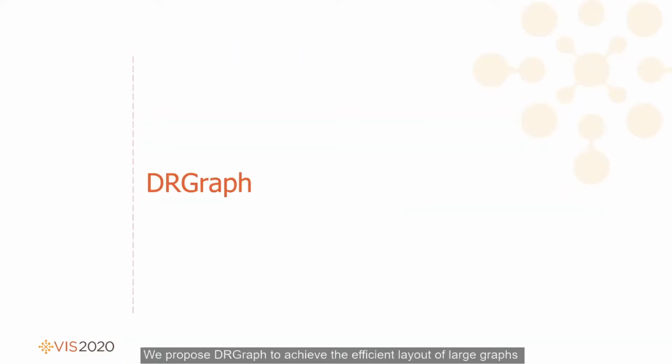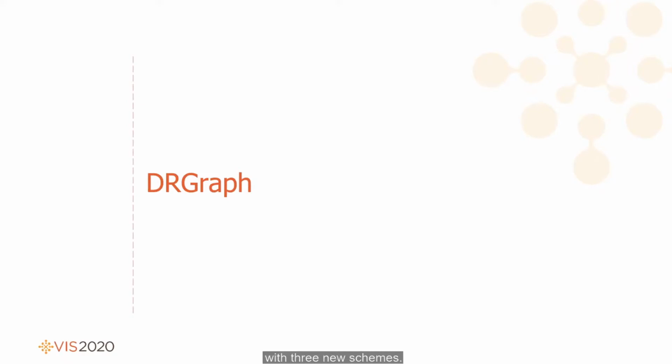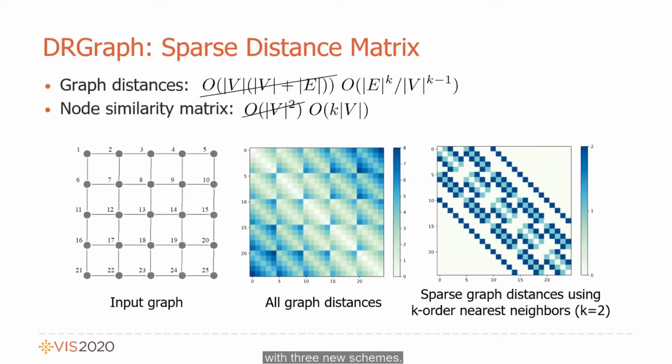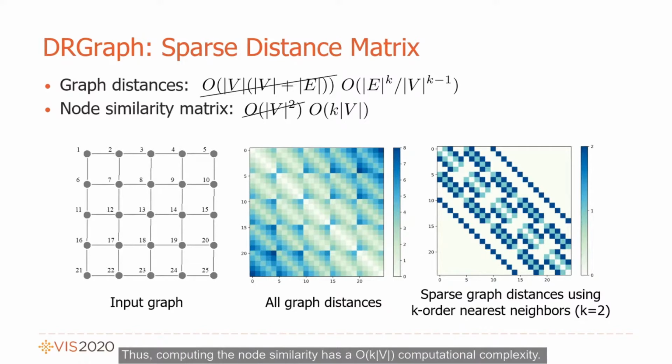We propose DRGraph to achieve the efficient layout of large graphs with three new schemes. First, DRGraph utilizes a sparse graph distance matrix to simplify the computation of pairwise node similarities. We use the shortest path distances between a node and its k-order nearest neighbors, thus computing the node similarity using the sparse graph distance matrix has a kV computational complexity.